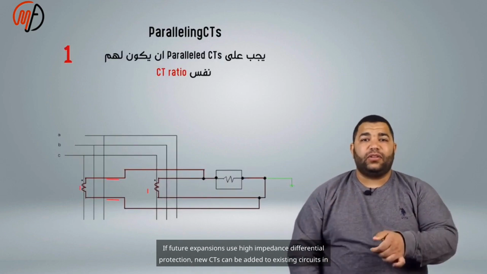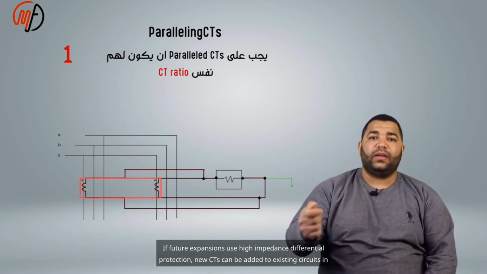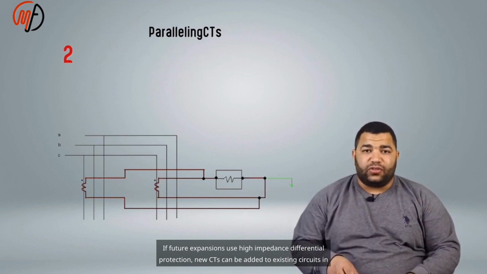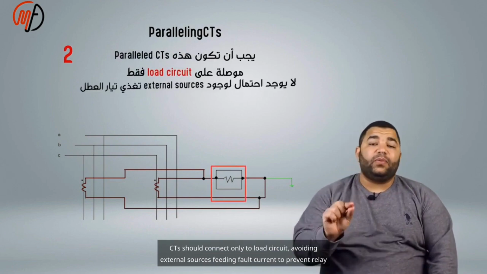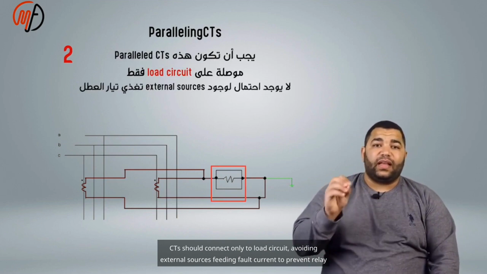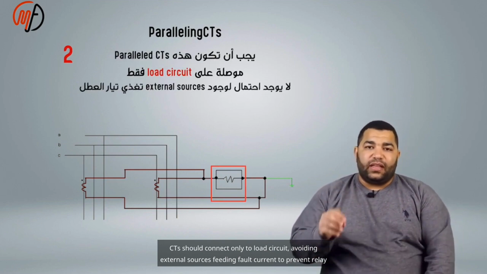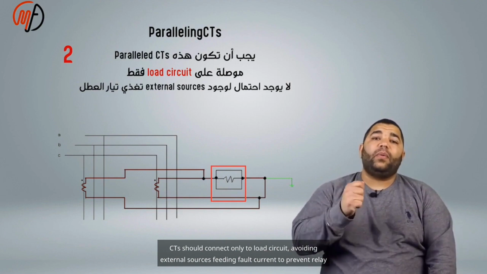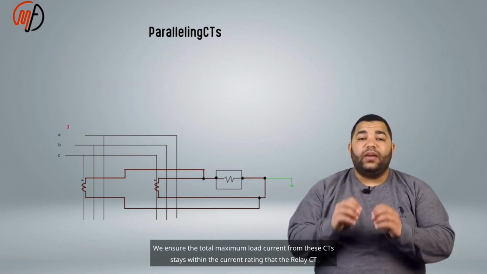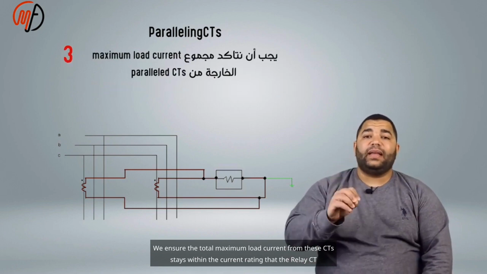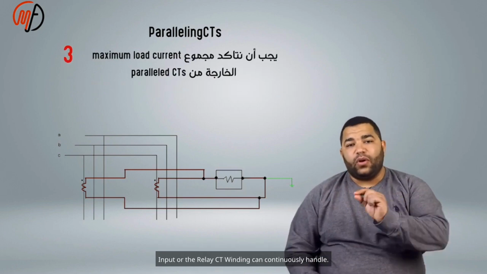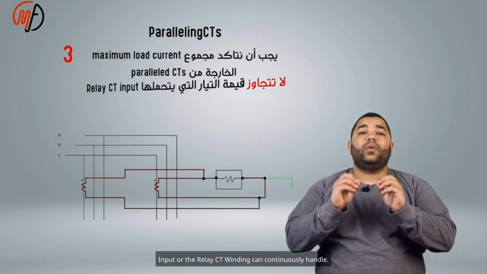If future expansions use high impedance differential protection, new CTs can be added to the existing circuits in parallel. CTs in parallel must have the same ratio. CTs should connect only to the load circuit, avoiding external sources feeding fault current, to prevent relay errors. We ensure the total maximum load current from these CTs stays within the current rating that the relay CT input or the relay CT winding can continuously handle.